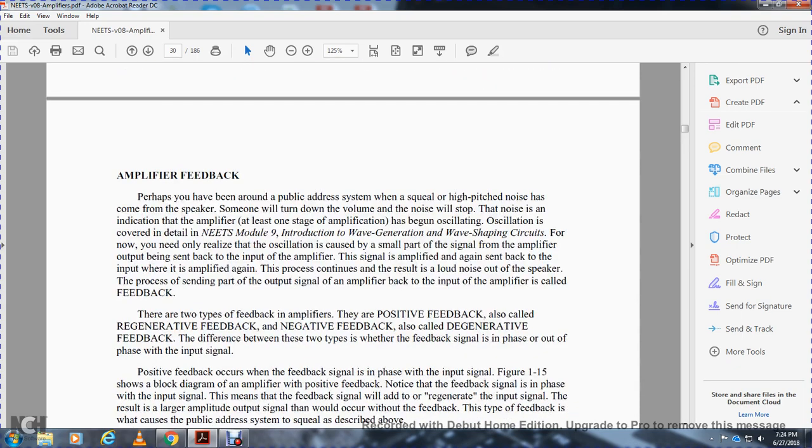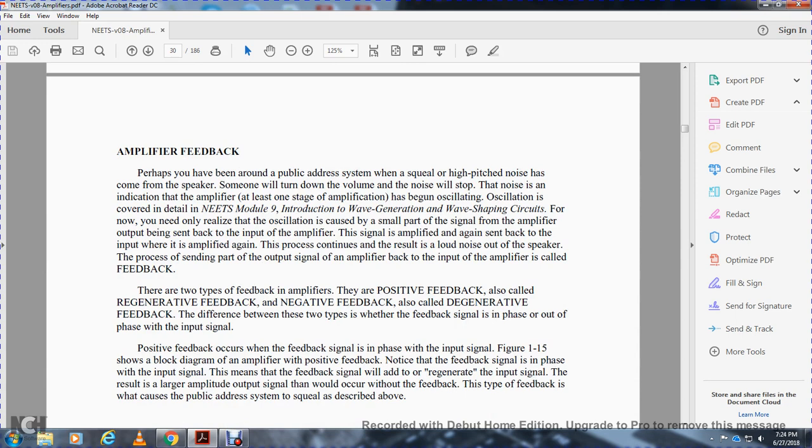Amplifier feedback. Perhaps you have been around a public address system when a high-pitched noise comes from the speaker. Someone turns down the volume and the noise stops, an indication that at least one stage of the amplifier has begun oscillation. Oscillation is covered in detail in NEETS Module 9, Introduction to Wave Generation and Wave-Shaping Circuits.